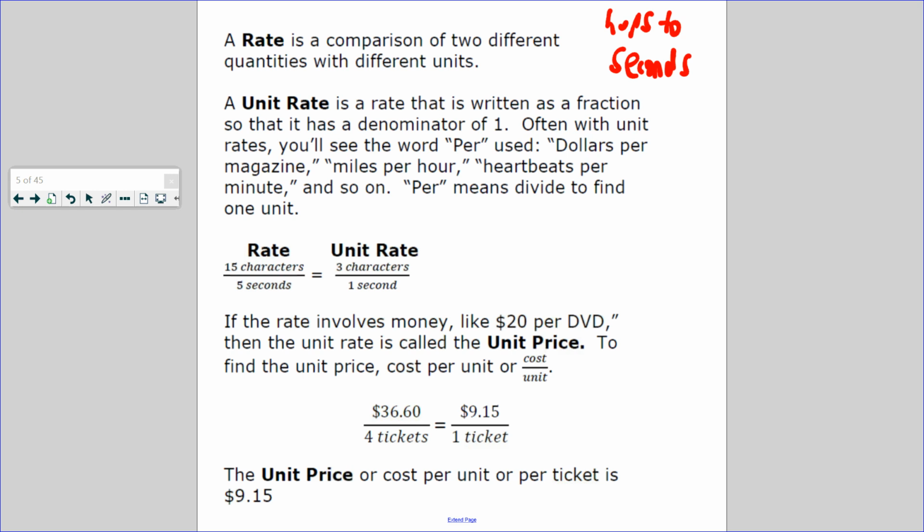A unit rate is a rate that is written as a fraction, so it has a denominator of 1. Often with unit rates, you'll see the word per used: dollars per magazine, miles per hour, heartbeats per minute, and so on. Per means divide, define 1 unit.